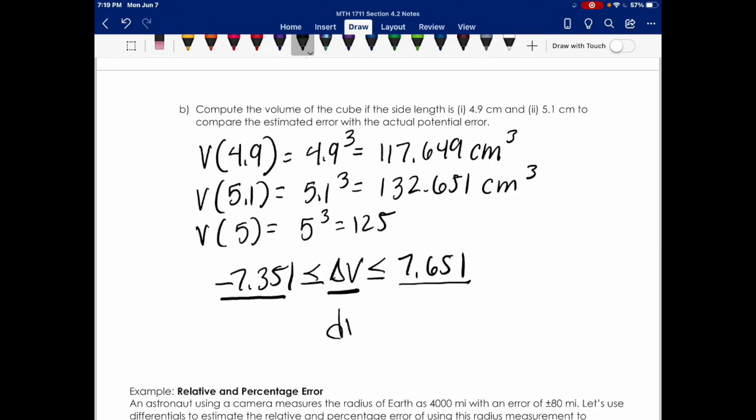So we estimated using our differential. We said our dV, instead of the change in V, the actual V on the function, we used our differential, that's the approximate change on the tangent line. We said that it would be 7.5 at most, or underestimating at 7.5 centimeters cubed. So you can see that this is a really good estimation of the error in the volume.